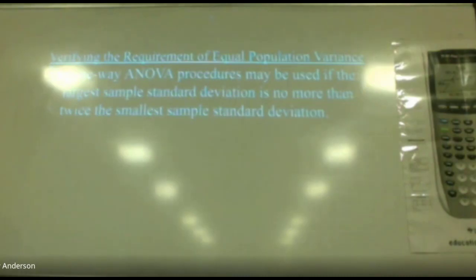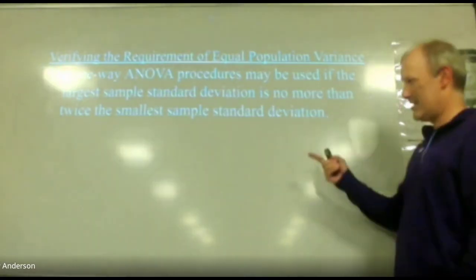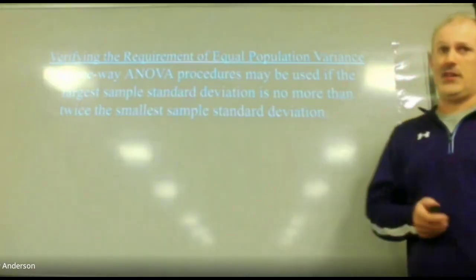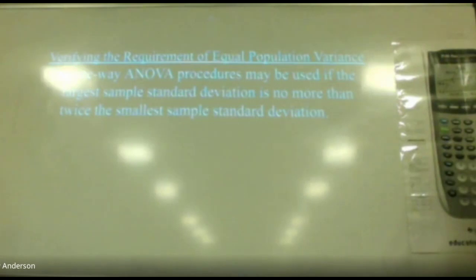So we've got one big requirement that we've got to look at when we deal with these. The one-way ANOVA procedures may be used if the largest sample standard deviation is no more than twice the smallest sample standard deviation. So whatever the biggest one is, it can't be more than twice what the smallest one is. Because remember, we're dealing with more than two groups. So we just pick the biggest one and the smallest one, and we're going to compare the two. And I'm going to show you how to do that as easily as possible.